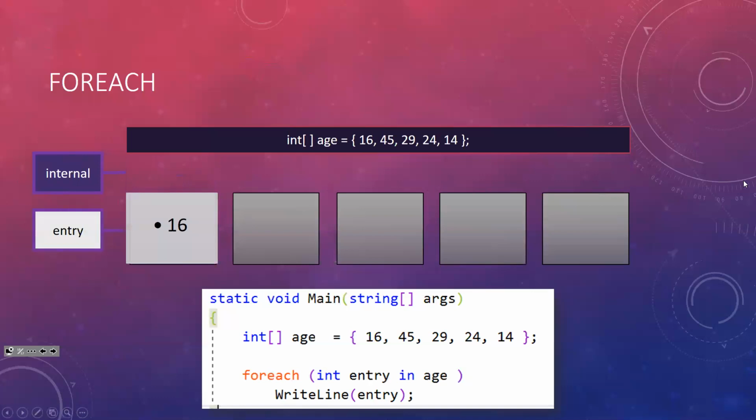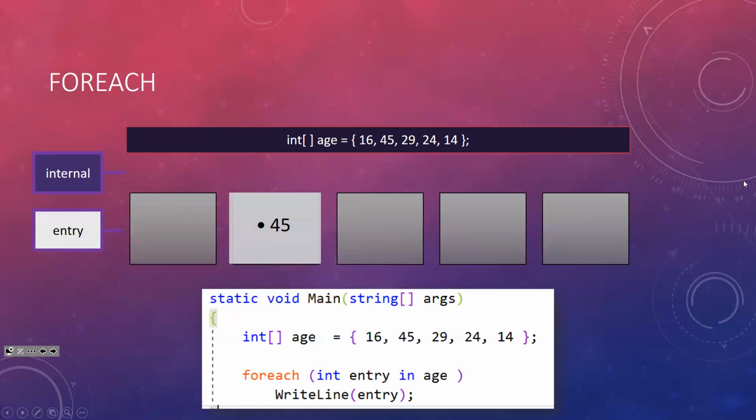So my first execution, my first iteration of that for each loop, I'm going to see the 16. That's going to be entry. Entry is going to become 16. The next iteration of my for each loop, I'm going to be looking at the entry 45 and printing it out. Can I see 16 anymore? No. Not as part of my for each loop.